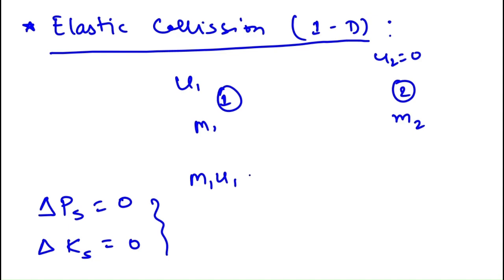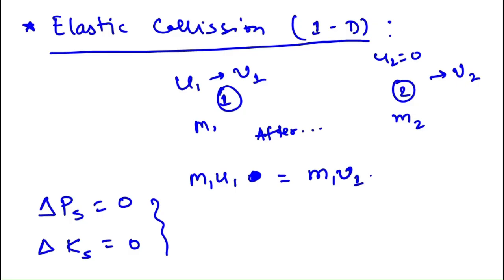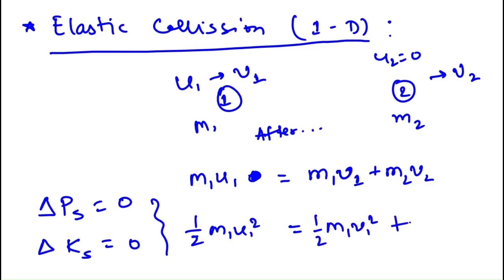Initial momentum M1 U1 plus M2 U2, which will be zero, so you need to write it. And the final, after collision, their masses are not going to change, but the velocities are V1, and the second body also gains some velocity, final V2. So that will be M1 V1 plus M2 V2. And about kinetic energy, the initial kinetic energy of the system will be M1 U1 square divided by 2 plus 0, because this body is at rest, equals M1 V1 square by 2 plus half of M2 V2 square.